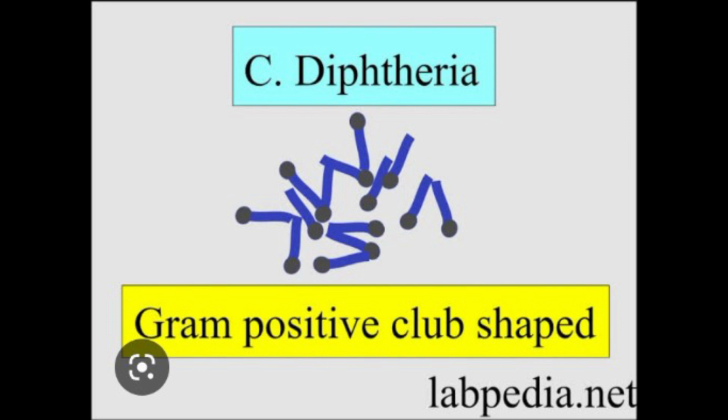Direct microscopy: the smear is stained with both Gram and Albert stain. Diphtheria bacilli show beaded granules, slender green rods in a typical Chinese letter pattern on Albert staining. Gram staining is done to identify Vincent's spirochetes and fusiform bacilli, other causes of sore throat.